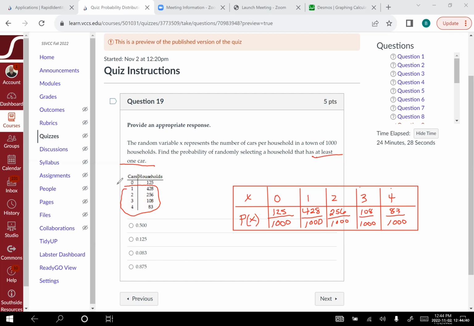875. Very good, Jalen. 875, if you add up those 4 in our probability distribution here, you would get 875 over 1,000. So assuming we're using this data, using this probability distribution, the probability of a household having at least one car is 0.875. Very good.